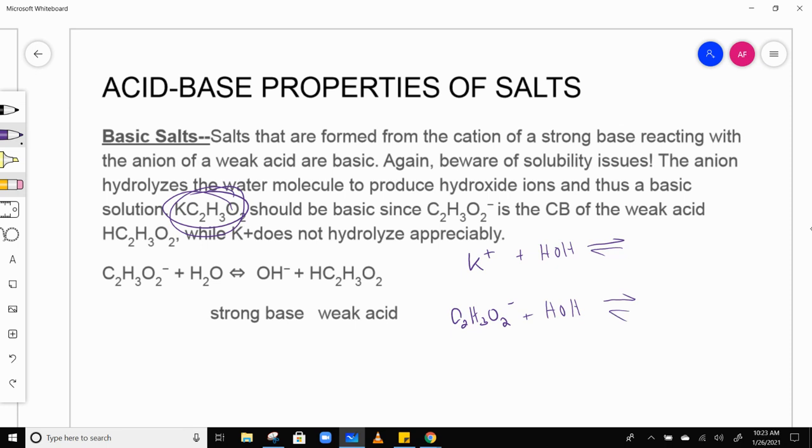Well, the K plus will take on OH, right? A plus always takes on the negative. So it's going to be KOH plus H plus. Now KOH, this is a strong base. This is a strong base. So none of this will form. None will form.